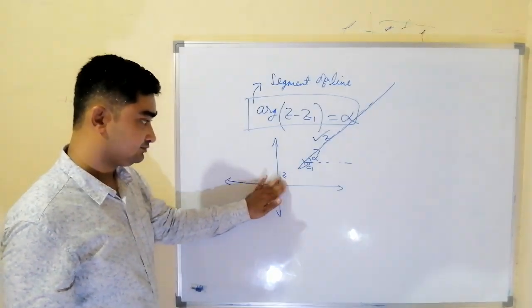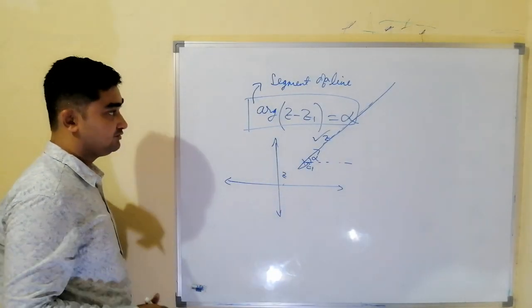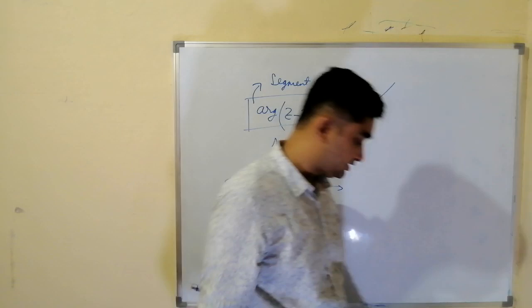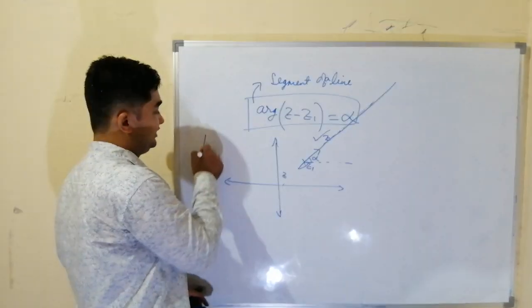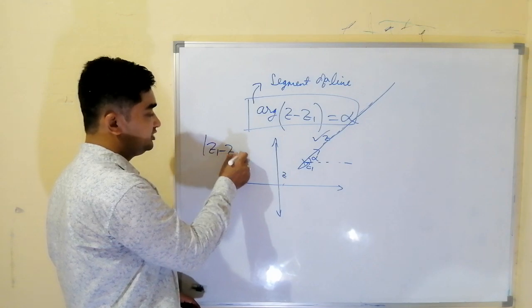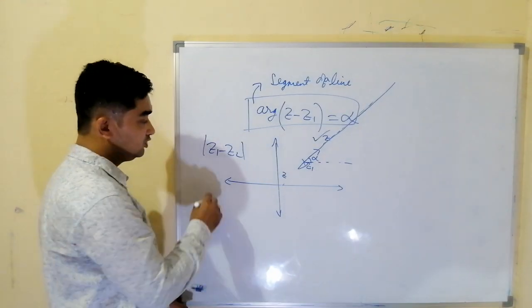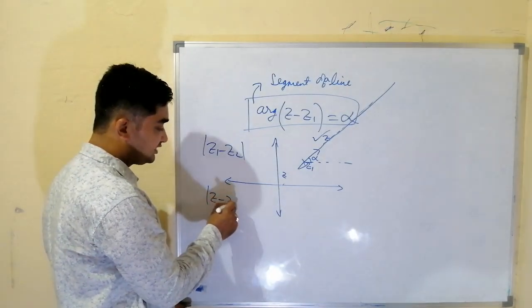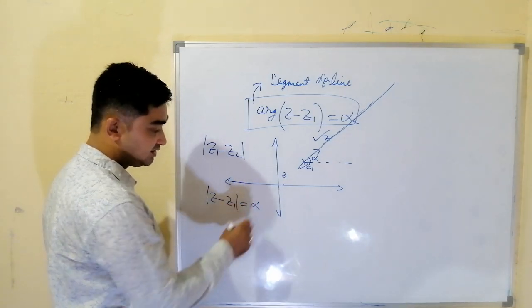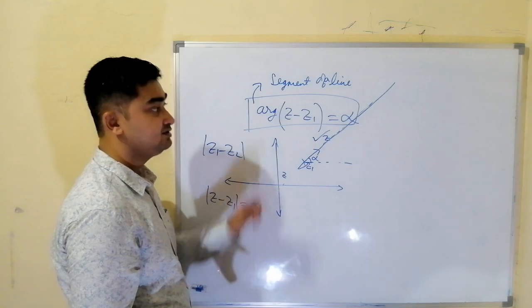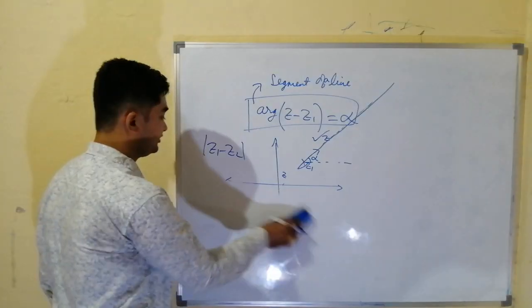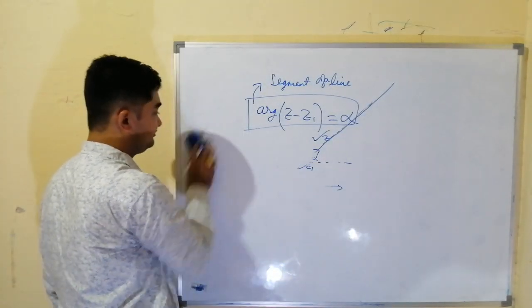Now we have seen that modulus of Z1 minus Z2 is the distance between Z1 and Z2. Modulus of Z minus Z1 is constant means it is a circle. If argument of Z minus Z1 is alpha, then it is a line segment.